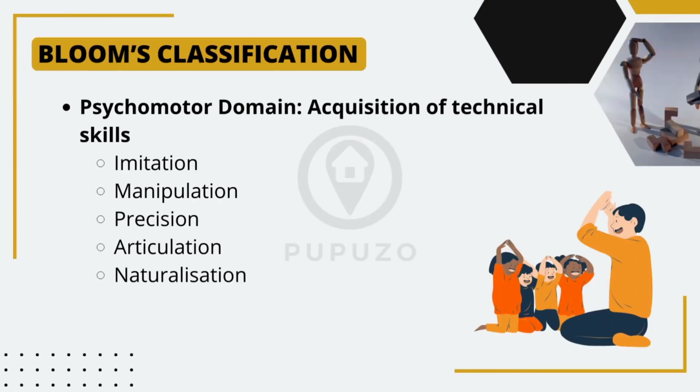Lastly, the psychomotor domain involves the acquisition of technical skills and physical abilities. Objectives in this domain focus on learners' ability to imitate, manipulate, demonstrate precision, articulate movements, and ultimately, perform tasks naturally.